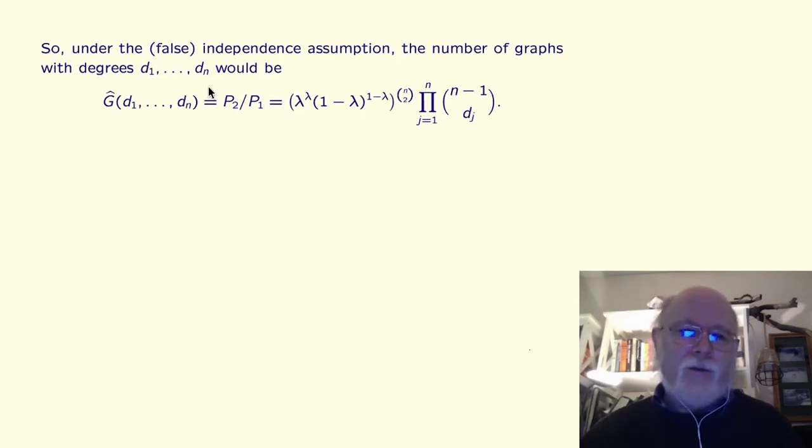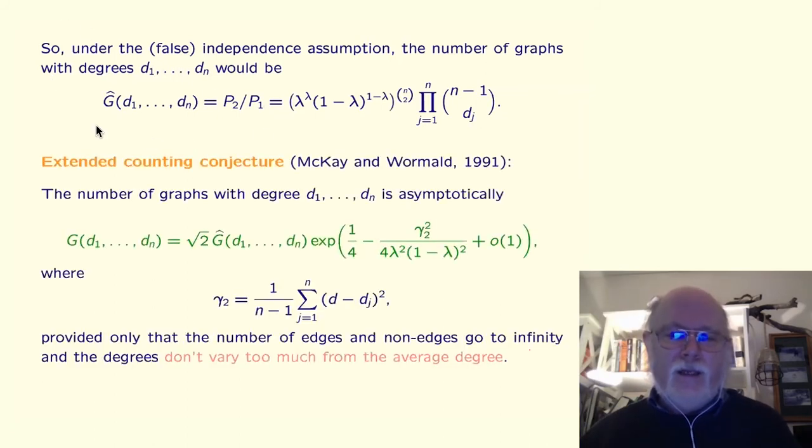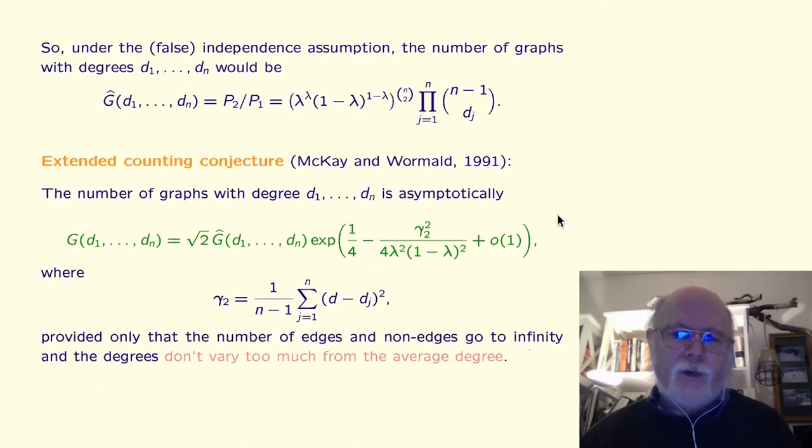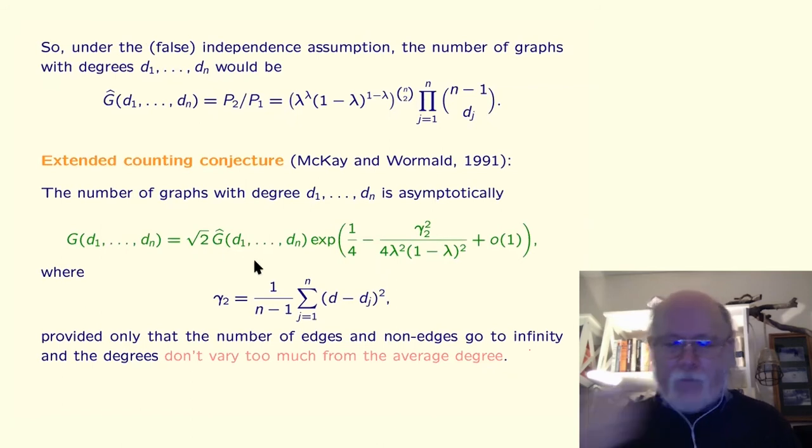Now, why am I going through all of this? Well, in both the case of the sparse graphs and in the case of the dense graphs, the number of graphs asymptotically is equal to this expression here, the same expression both in the high range and the low range. We've got this square root 2 out here. We've got this naive number of graphs, and then we've got this correction factor, which is this exponential 1/4 minus some stuff. This gamma 2 is basically the variance of the degrees.